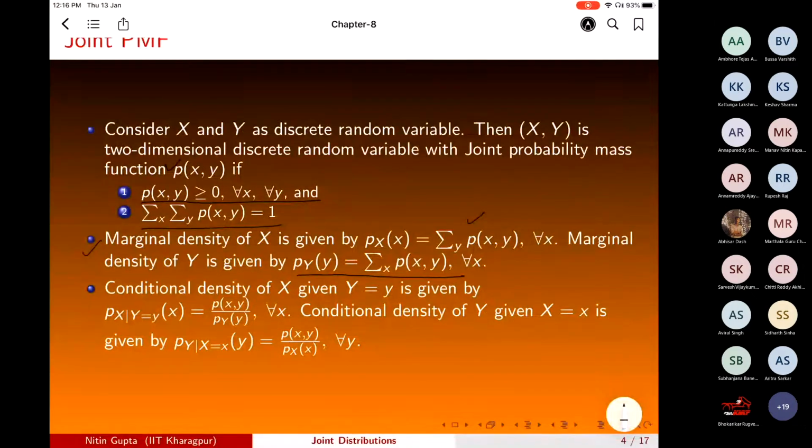Then what is the conditional density of x given y is equal to y? This is the joint over the marginal of y. Similarly, the conditional density of y given x is equal to x is the joint over the marginal of x.